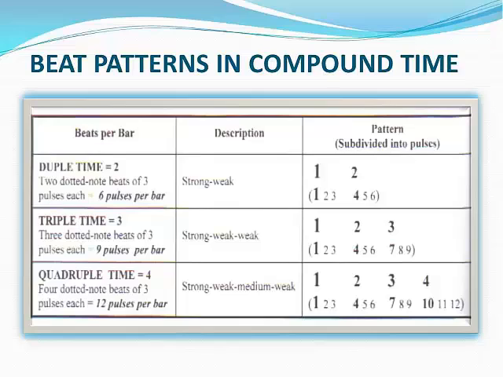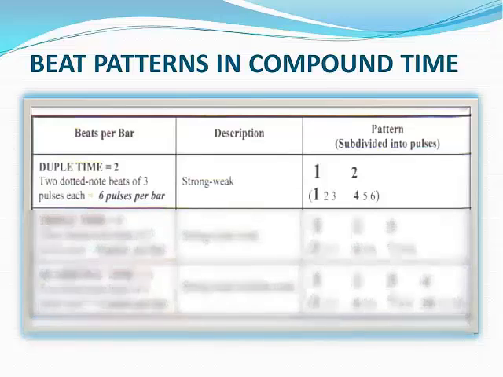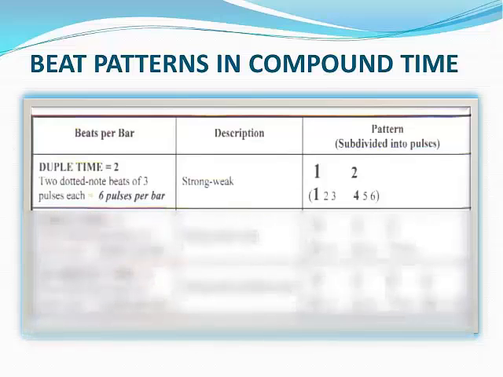Does this seem confusing? It can be. However, when you understand it, you will really get it. Do you remember in simple duple time we had 2 beats, strong, weak, which was 1, 2, 1, 2. In compound duple time, we have 2 unit beats as well that are strong, weak. However, these unit beats are dotted notes.